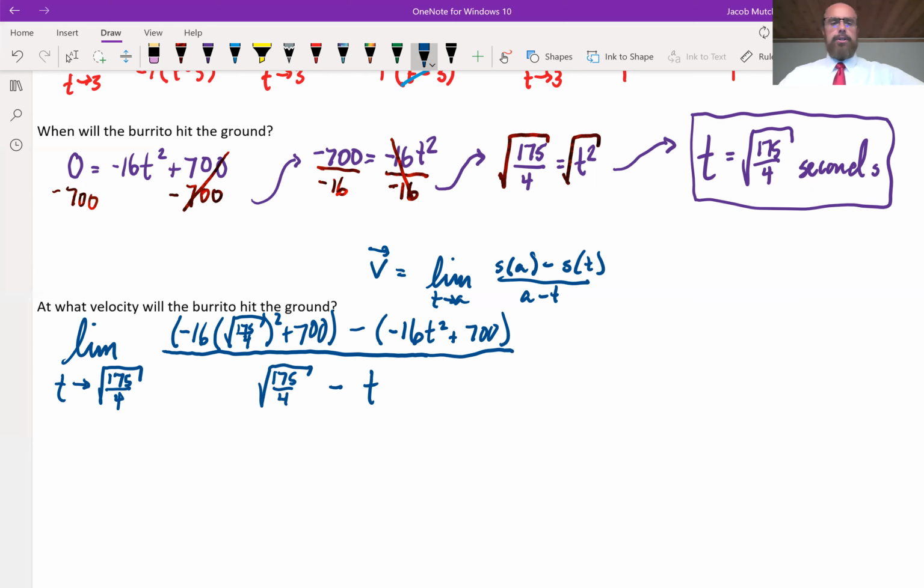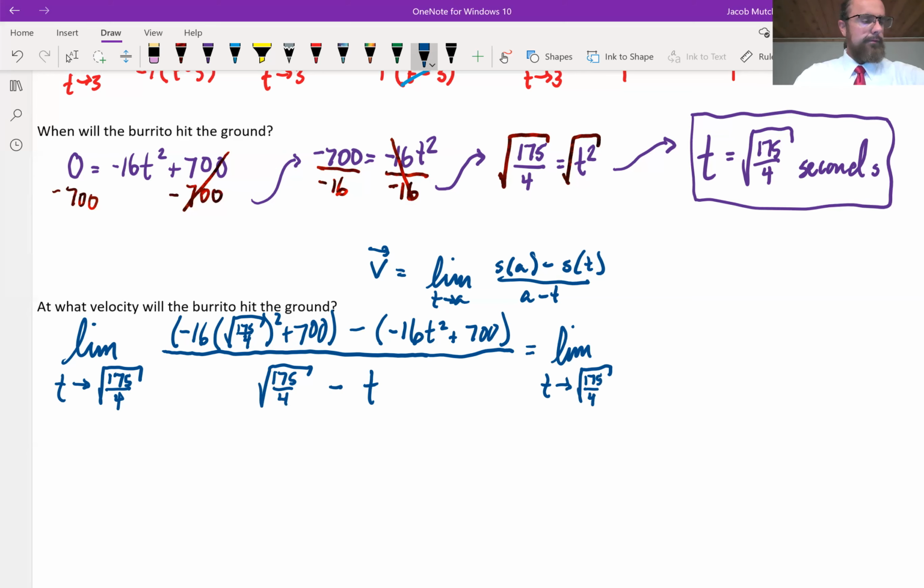All right, so there's our setup. And again, just like we did with our first limit of the average rate of change, I want to simplify that numerator first. And again, my goal ultimately is to cancel the denominator so that I can use direct substitution to find the limit.